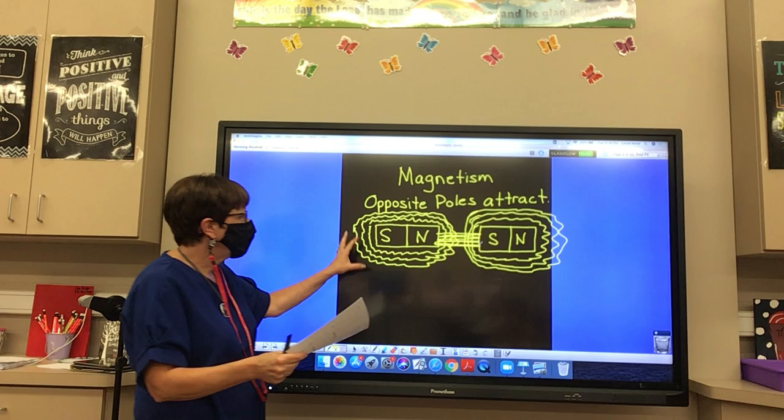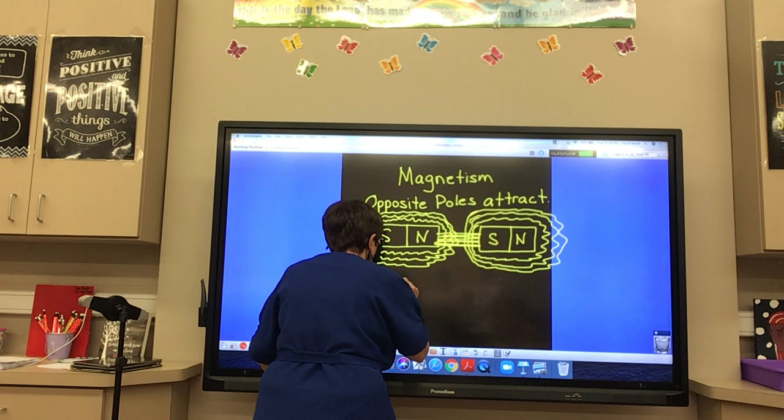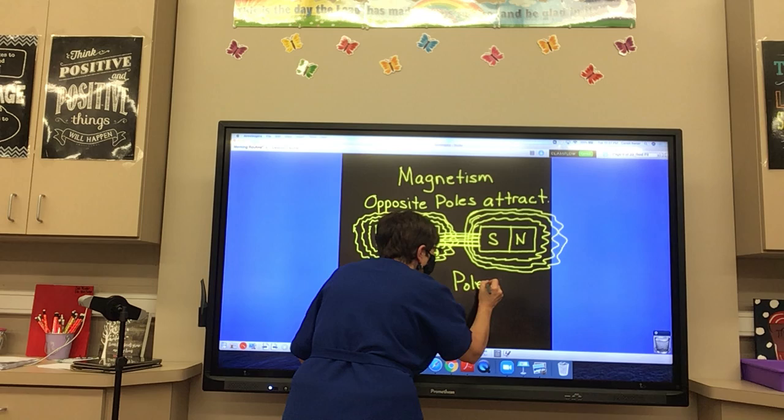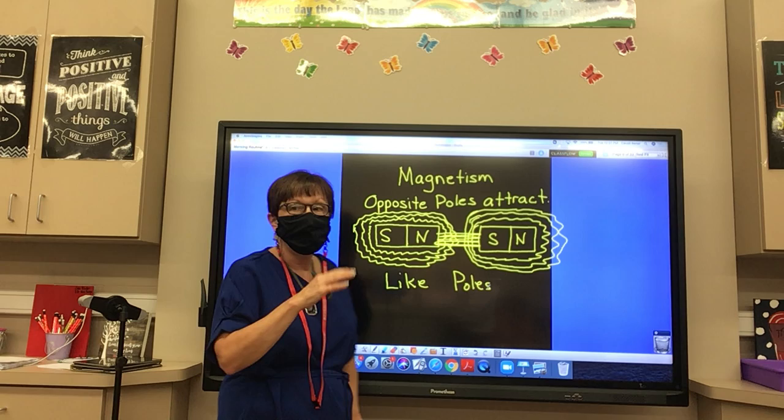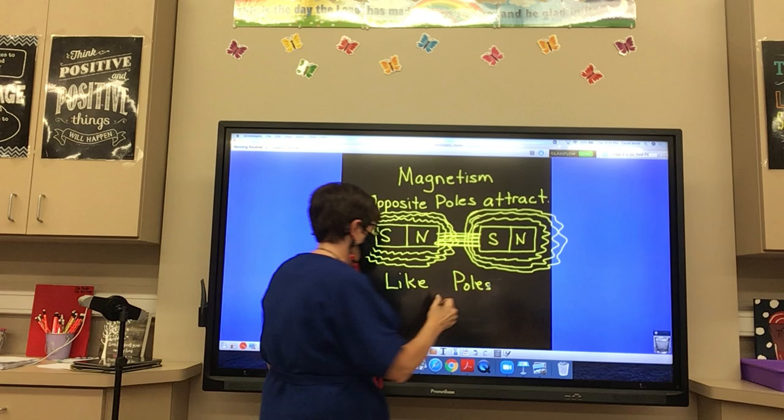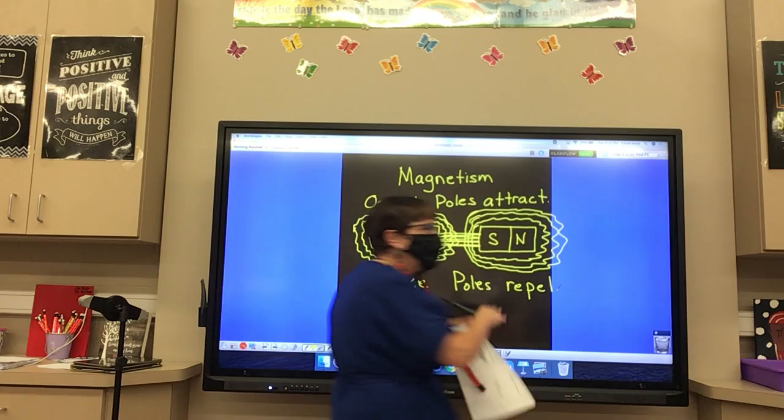Now, what do you think like poles do? So if you have poles that are alike, like poles. If opposite poles attract, like poles do the opposite. They would repel, meaning that they'll push away from each other.